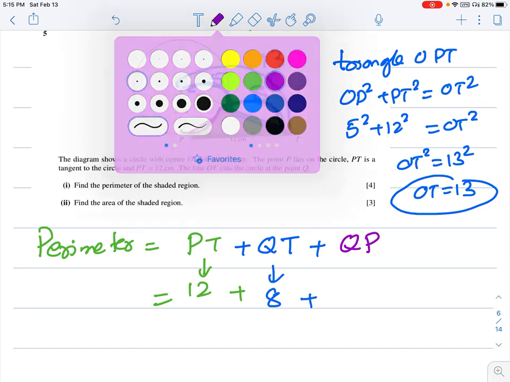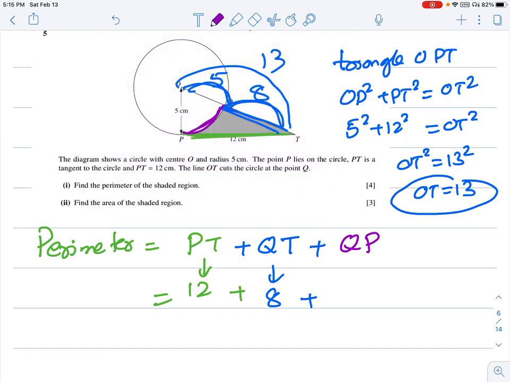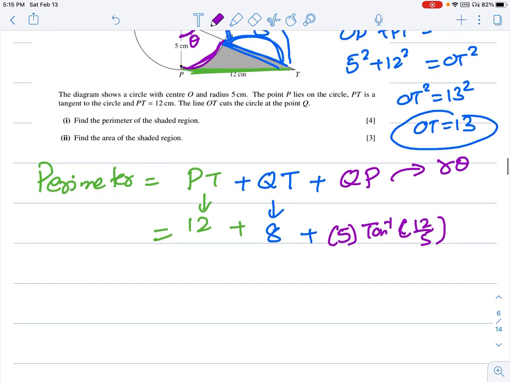QP. QP is the arc. Arc formula is nothing but what? Just r theta. So what is r? Radius is 5. Theta is this particular angle, which is tan inverse 12 by 5. Simplify all this, so my final answer should be 25.9 centimeters. Find the area of the shaded region.